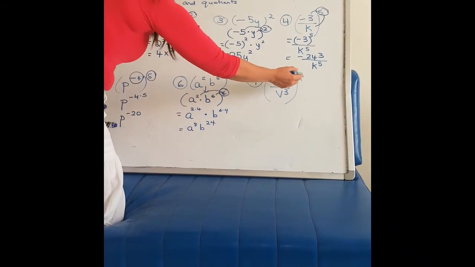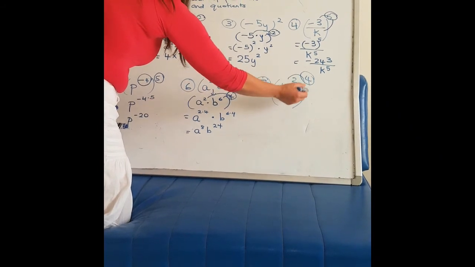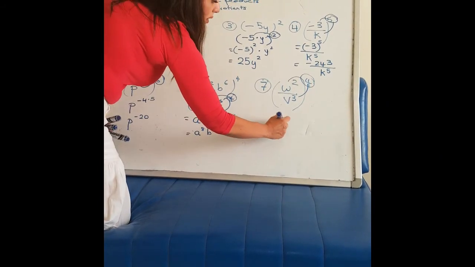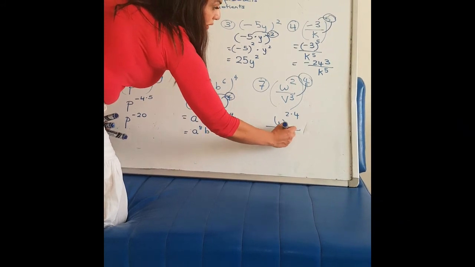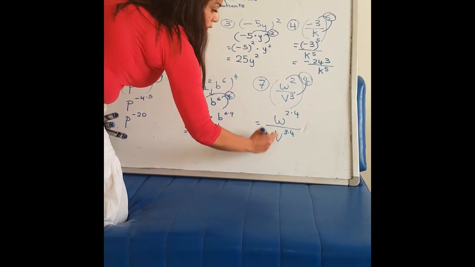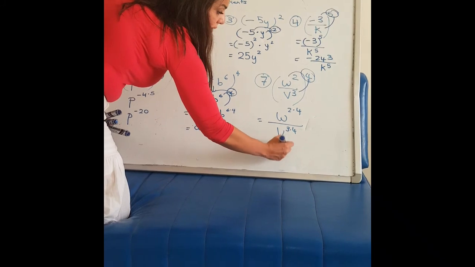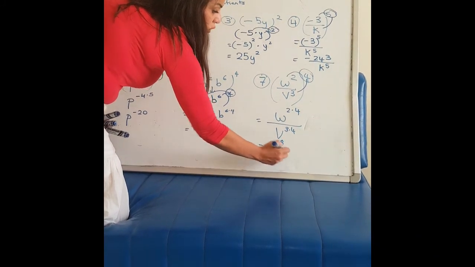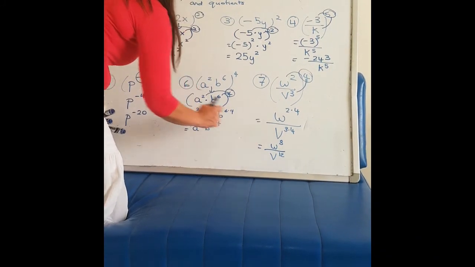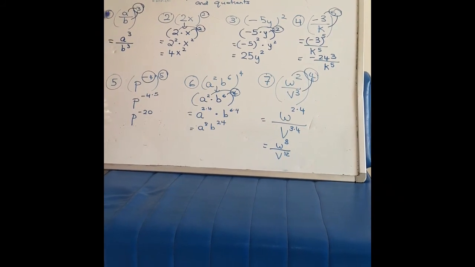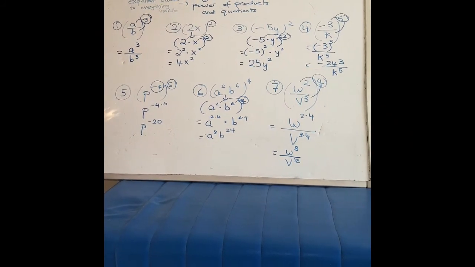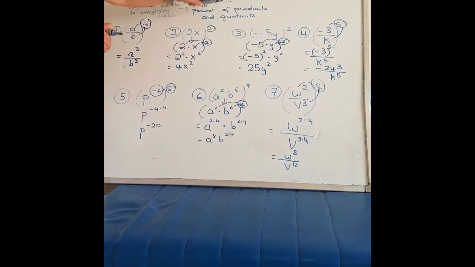Again, I'm distributing the 4 into the w, into the v. So it's w^(2 times 4) over v^(3 times 4), which is w^8 over v^12. Is there anything to be simplified? There are two different variables. I cannot simplify them. This is very easy, and this is your lesson 12.5.